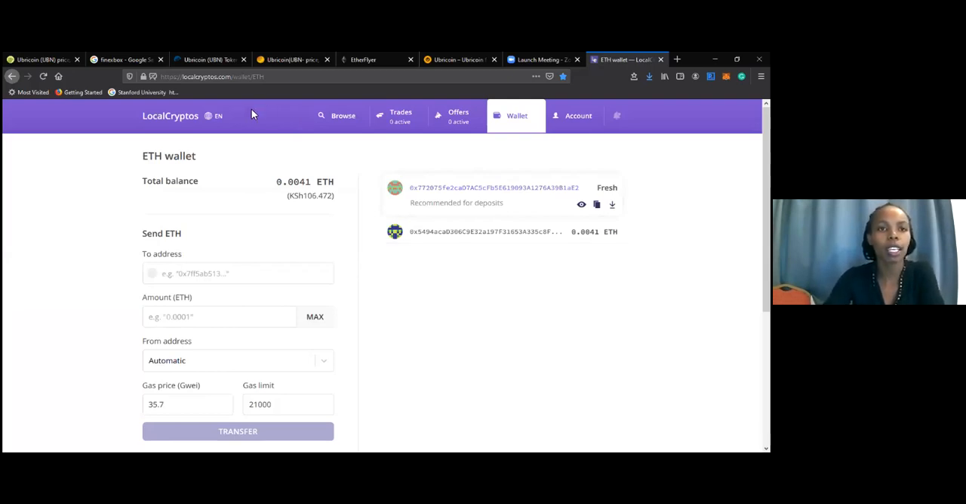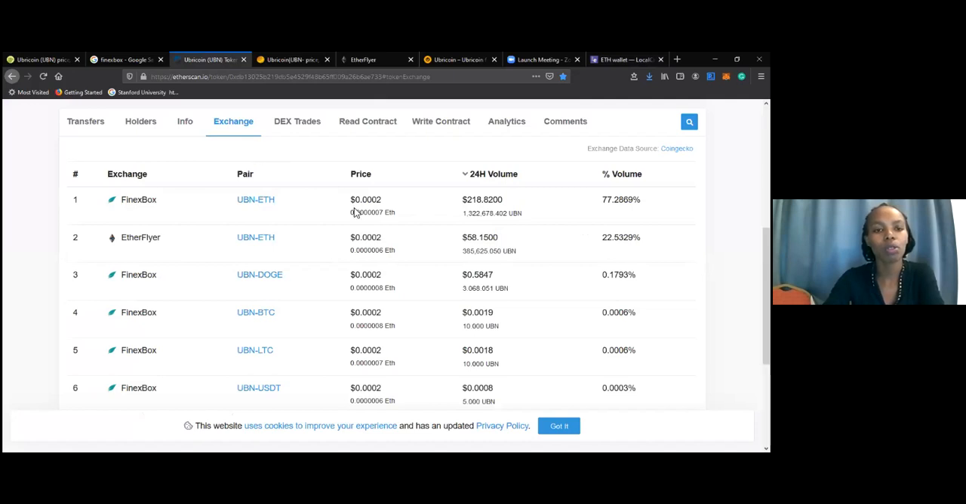So the next step is to make sure that you go back to Etherscan.io, because from Etherscan.io, it's very easy for you to go to the market. So just click on the market that you want to go to. It can be UBN/ETH in Flyer, UBN/ETH in Finexbox, or any other coin here. But today I want us to focus on Finexbox. I'll do another day, I'll cover Flyer. So just click on UBN/ETH, and then this is going to take you to the market now. And the market is the exchange.